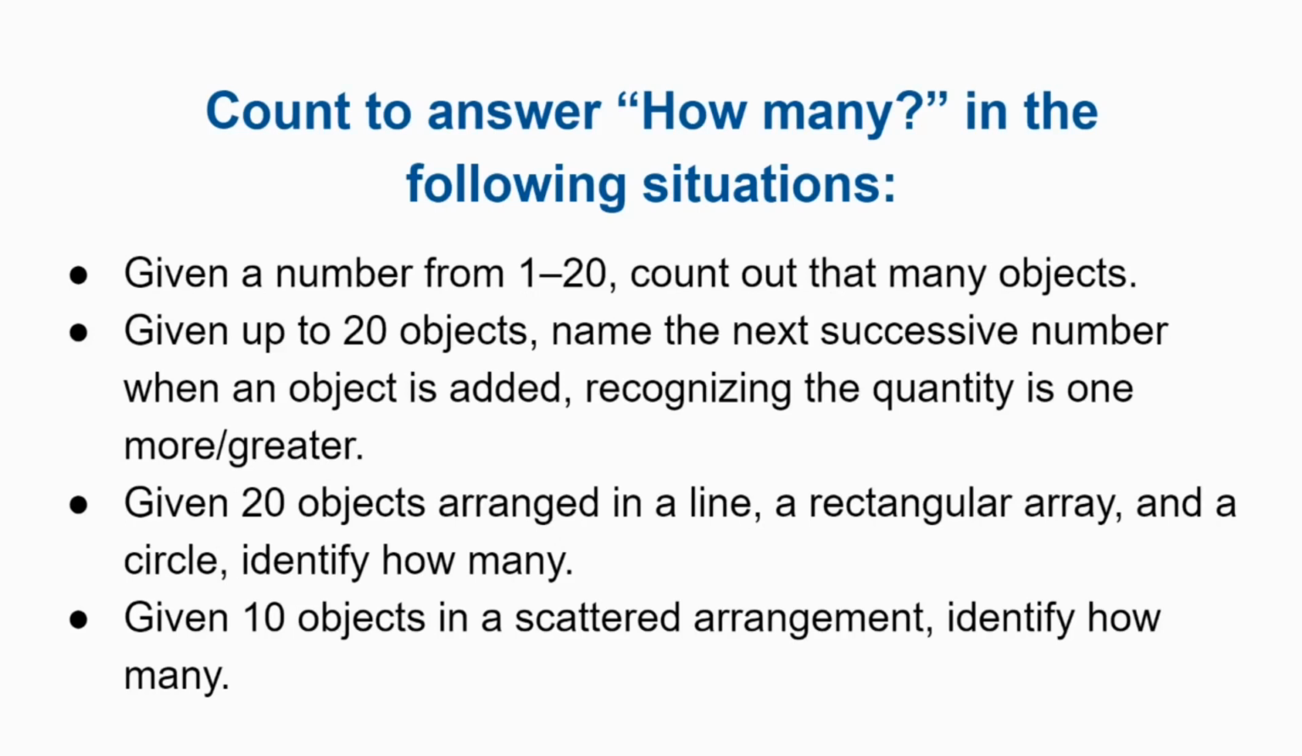Given up to 20 objects, name the next successive number when an object is added, recognizing the quantity is one more or one greater. Given 20 objects arranged in a line, a rectangular array, and a circle, identify how many. And given 10 objects in a scattered arrangement, identify how many.